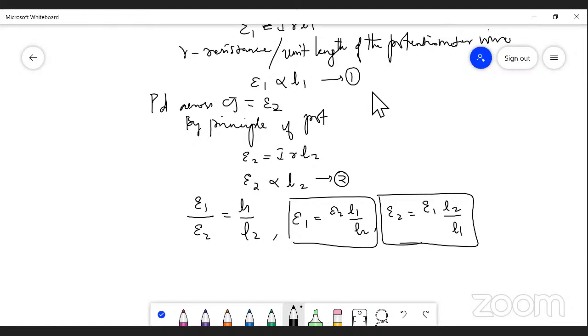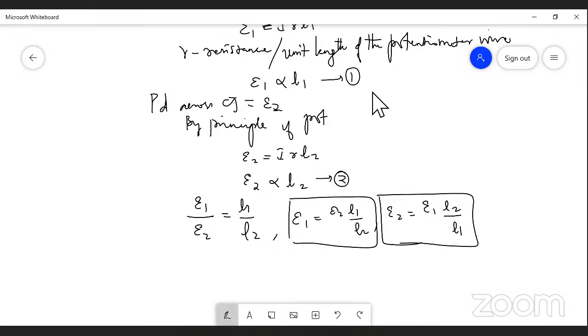E1 by E2 equals L1 divided by L2. Apart from the experimental errors, apart from the manual errors, the result will be the same. Whatever the current provided in the primary circuit, the ratio of EMFs of the two cells will have the same value. Thus, we can compare the EMFs of the two given cells using a potentiometer. So the idea is quite simple.